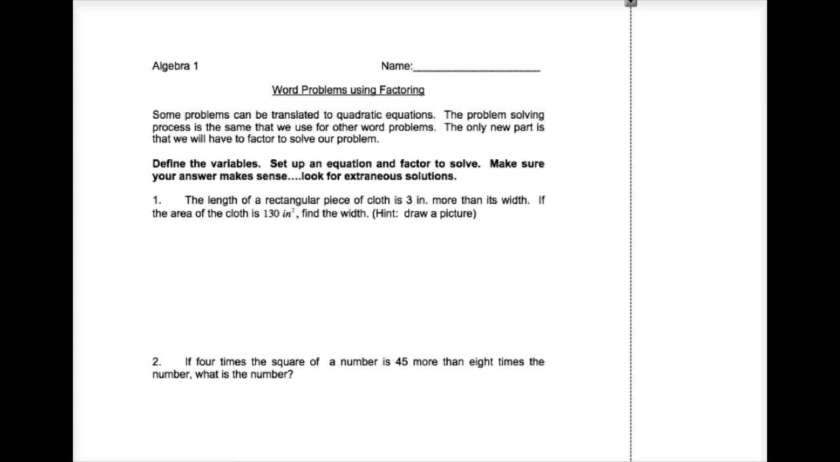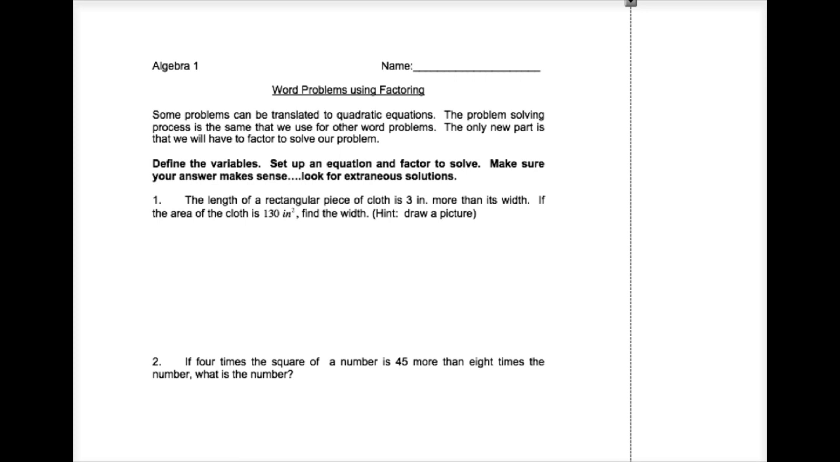All right. Some problems can be translated into quadratic equations. What does it mean to be a quadratic equation? What's every quadratic equation have? X squared. You get an A for the day. Now you know how to solve for x squared. That's what a quadratic equation is, and that's what we're going to be writing today. The problem solving process is the same that we use for other word problems. The only new part is that we're going to have to factor and use the zero product property to solve our problems today.